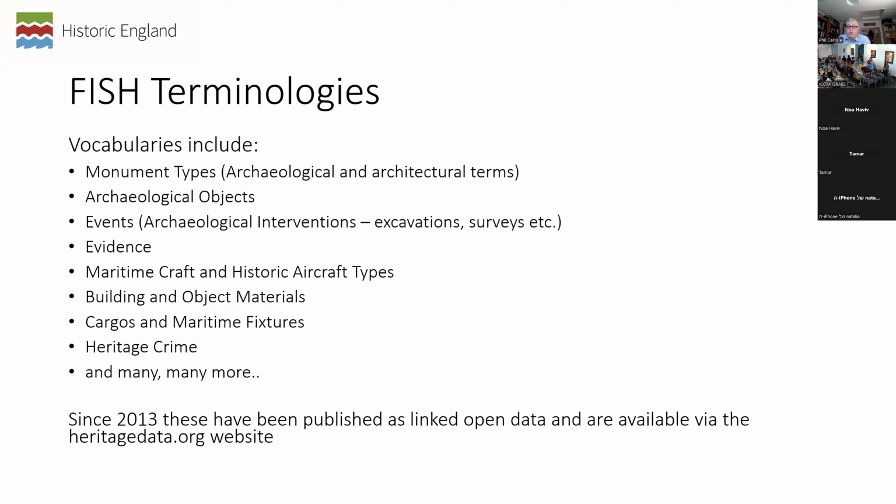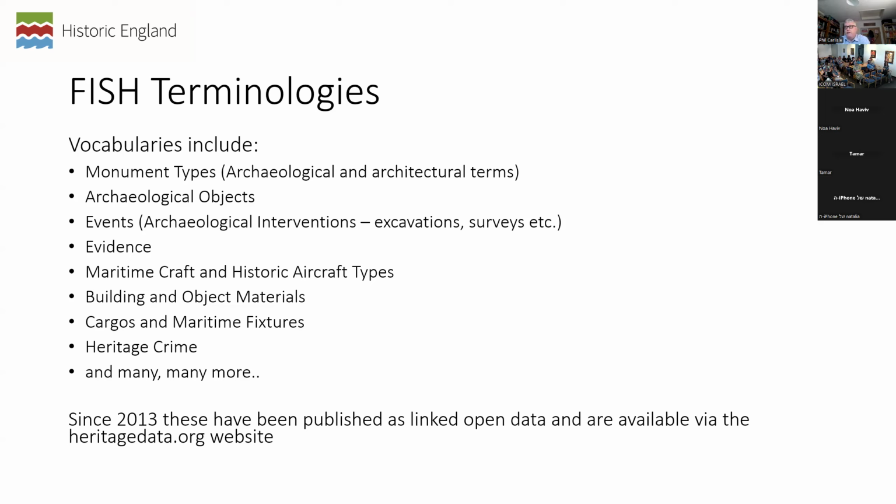We now record, because it's becoming increasingly common, heritage crime types. So associated with the site, if there's been theft of lead from a church roof, we can now record that. We can record antisocial behavior types that happen at events, and many, many more.